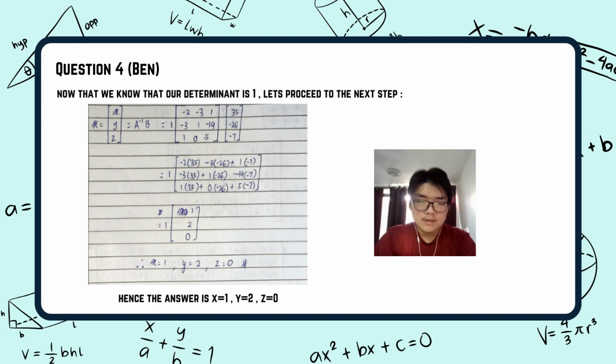With all that calculated, we will get x = 1, y = 2, and z = 0. We do not have to divide because the determinant is 1 only. So the answer is x = 1, y = 2, and z = 0. That will be all for these questions.